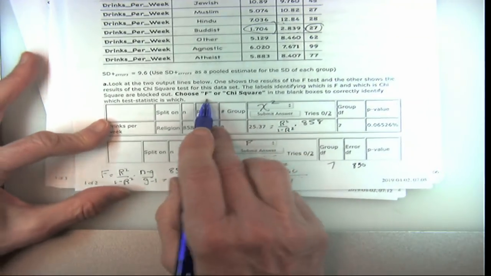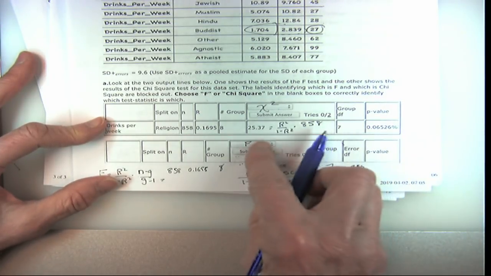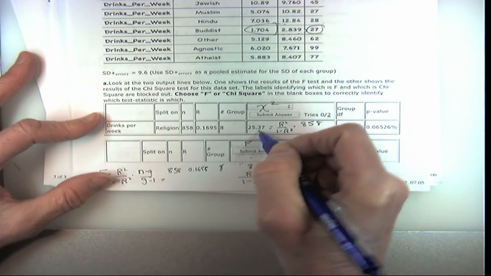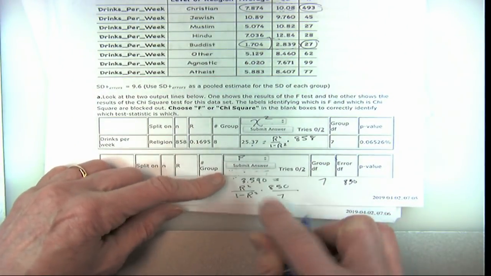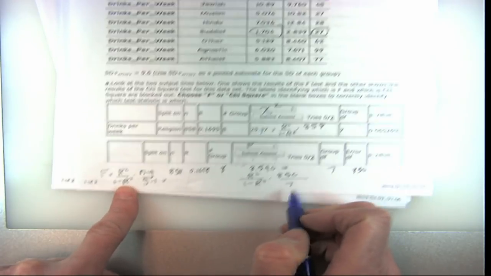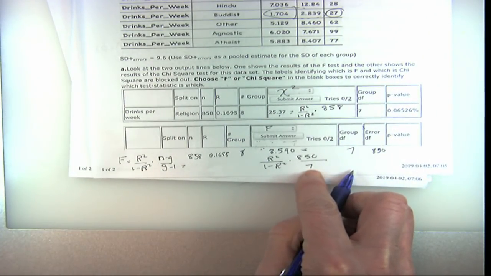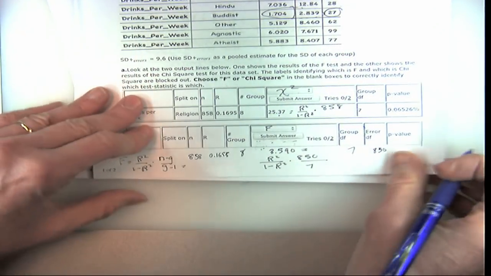So how do I know which is the F and which is the chi-square here? Well, what do I do? 25.37 versus, sorry, it's all cut up, you can't even see it, versus 3.590. Well, the smaller one's going to be the F, right? Because if I actually did it out, I have to divide by 7 to get it. It's r squared over 1 minus r squared times the degrees of freedom. 7 is given to you from the previous page. Everything's given, so it's a pretty easy problem.